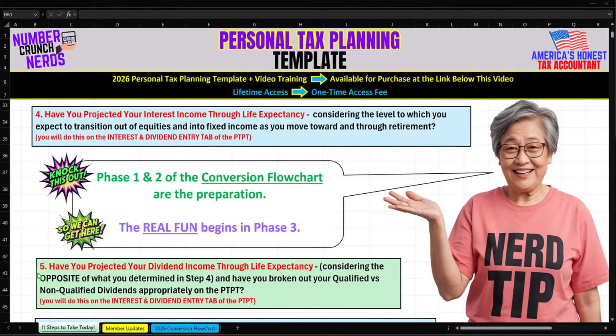Okay, action step number 5. Have you projected your dividend income through life expectancy? And when doing so, are you considering the opposite of what you determined in step 4? Now let's think about that.